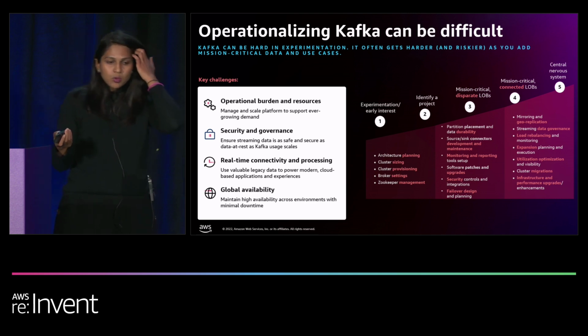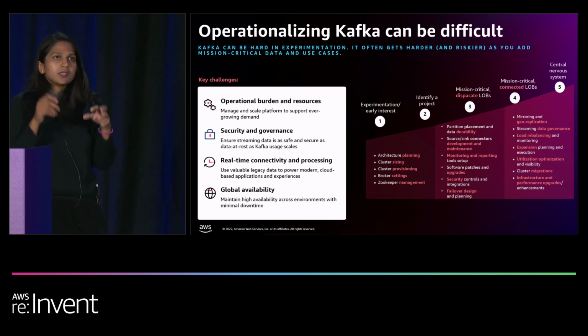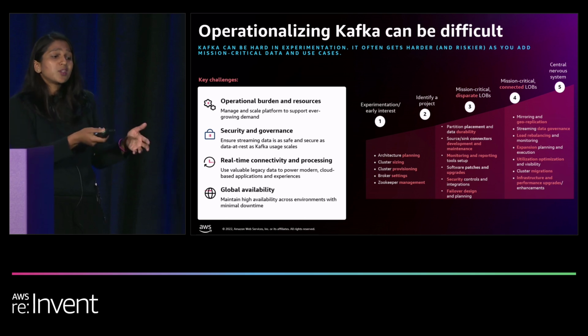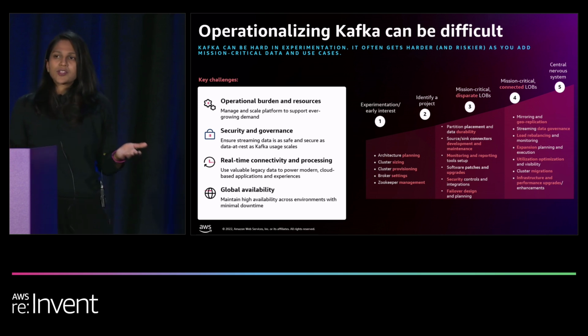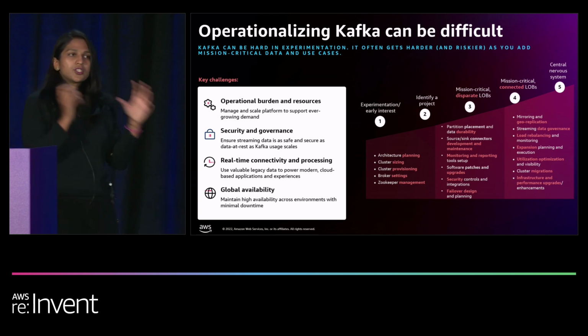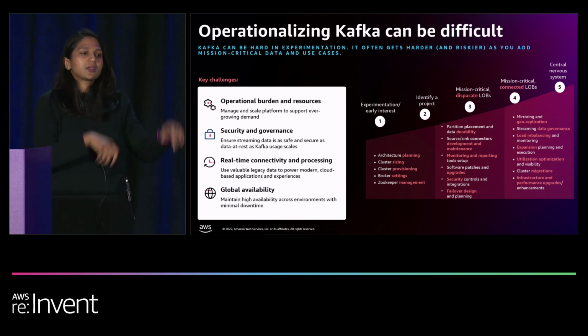And these companies who are embracing Kafka as their central nervous system inevitably find themselves running into challenges, like operational burden. This is a complex system. We're talking about hundreds of nodes, producers, consumers, and a lot of replication happening under the hood. So that burden is still there.